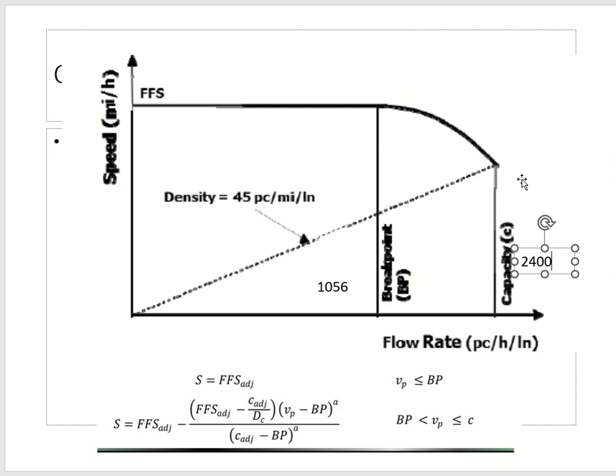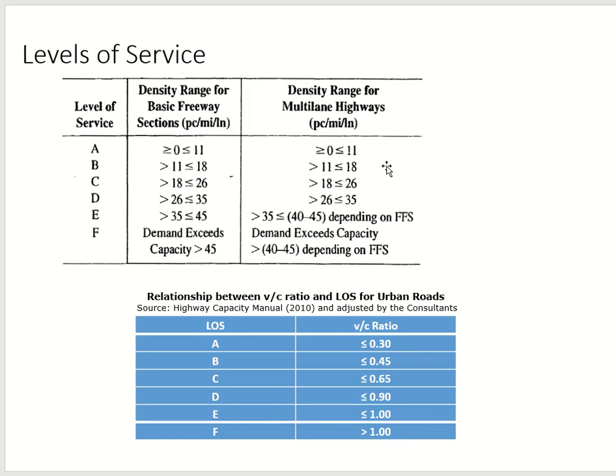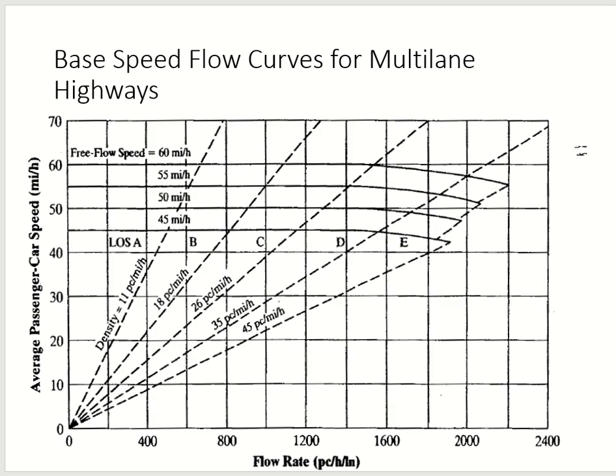Any questions? Clear? Now I am drawing this curve to find out the maximum service flow rate for level of service C and D. After plotting this curve, I'll go to this table and find out the maximum density for C. How much is it? 26. And the maximum for D is 35. Okay, 26 and 35. I'm looking for these lines. When I plot these lines, wherever these lines intersect my curve, that becomes my maximum service flow rate.